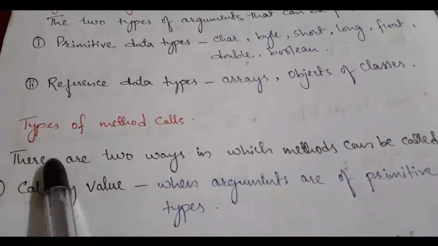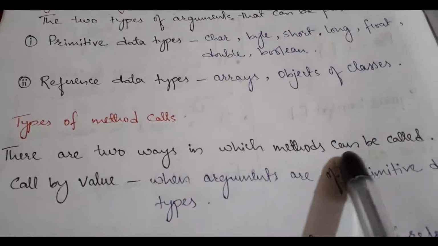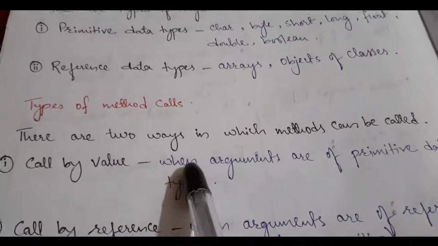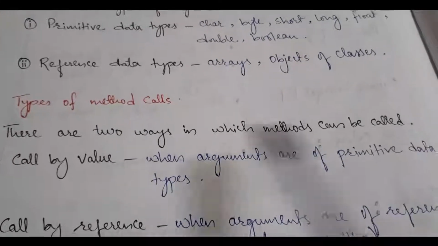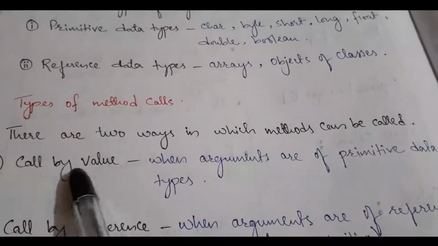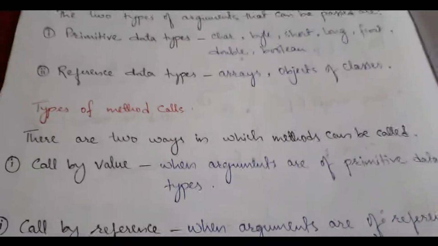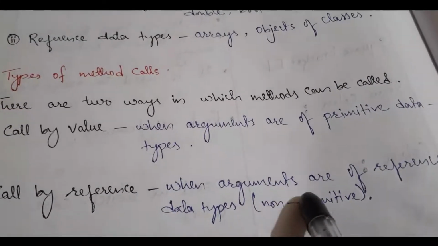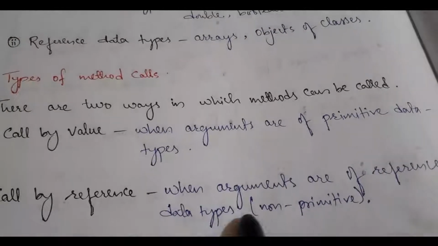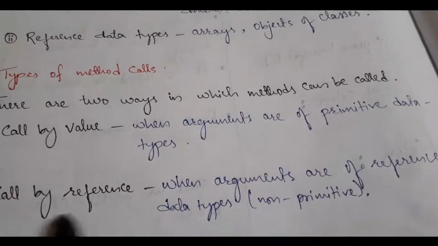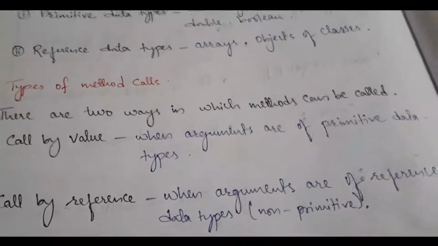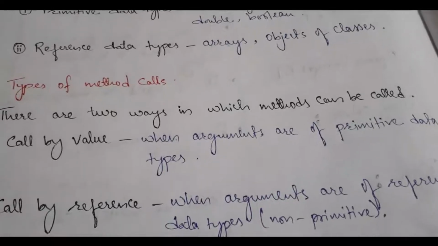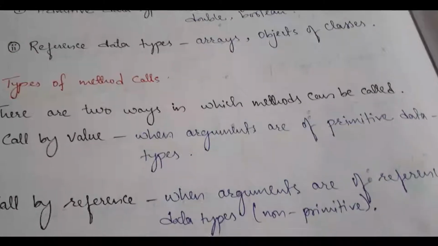There are two ways in which methods can be called. The first one is called call by value. When arguments are of primitive data type, call by value will be used. And the second is call by reference. When arguments are of reference data type, we use the second form, which is called call by reference. These are the two ways of calling a method in Java programming.